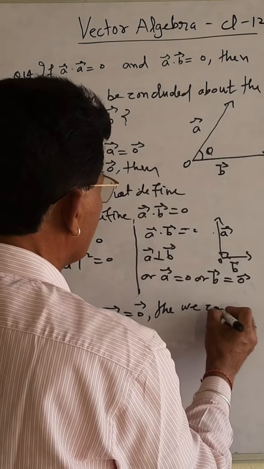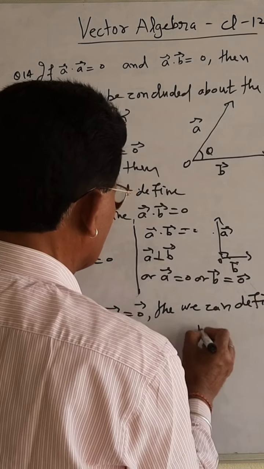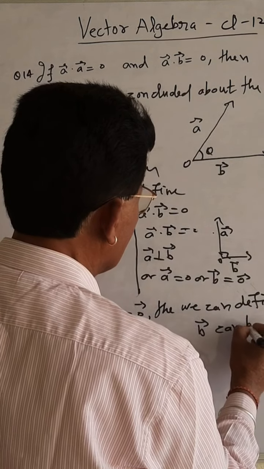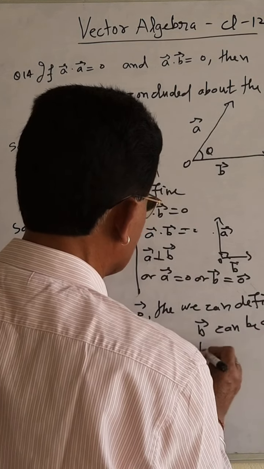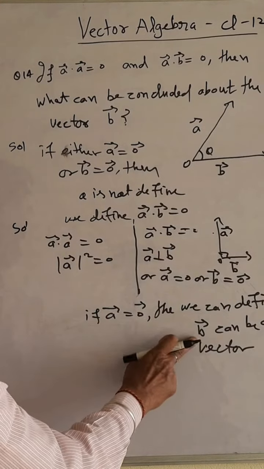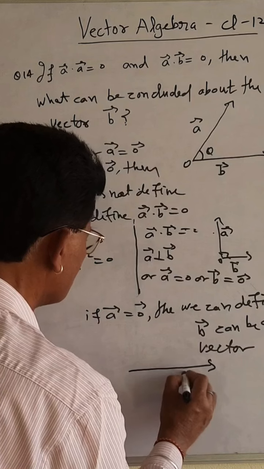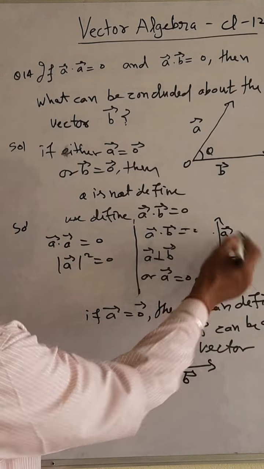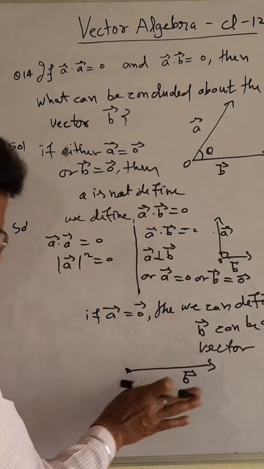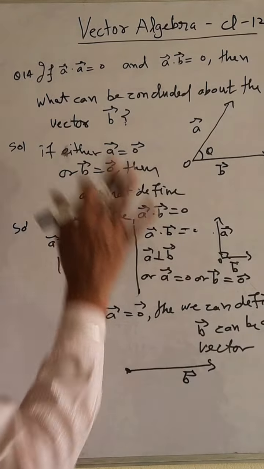then we can define vector B can be any vector. We can say that vector B can be any vector because definitely there will be the vector B. You see, if vector A is the 0 vector, then definitely vector A will not be there. Vector B will be there. That is why B vector can be any vector. Rest, you stop that.